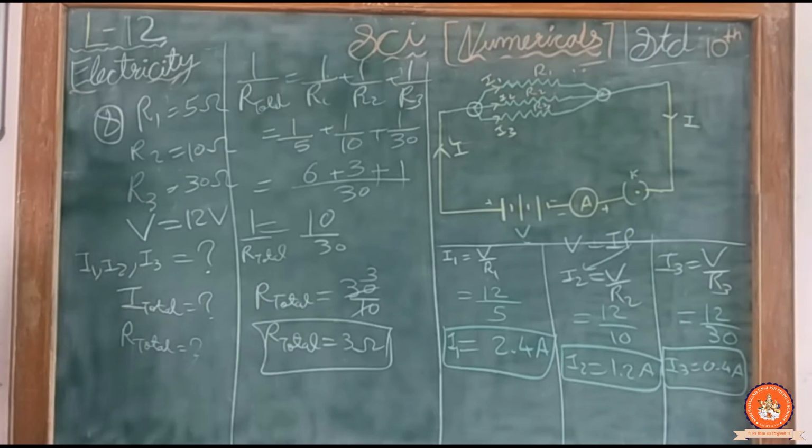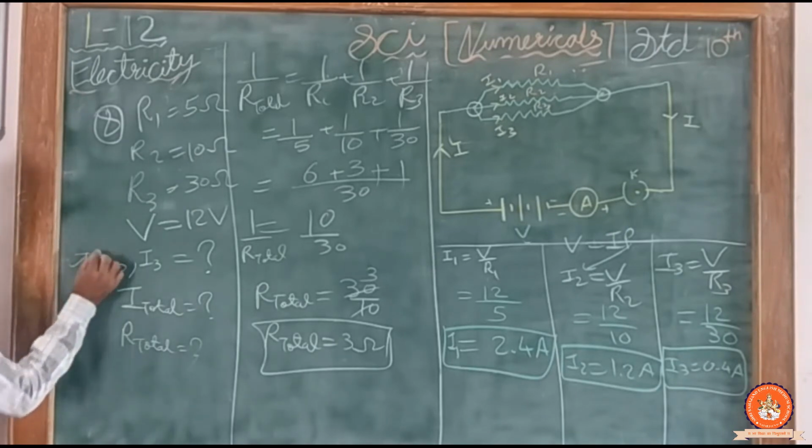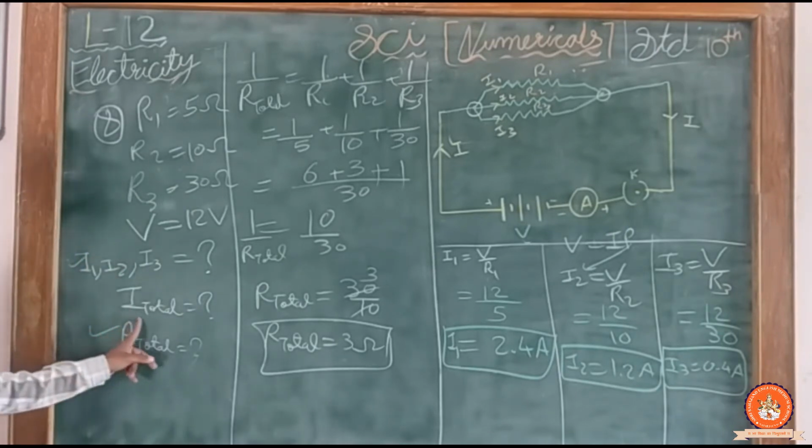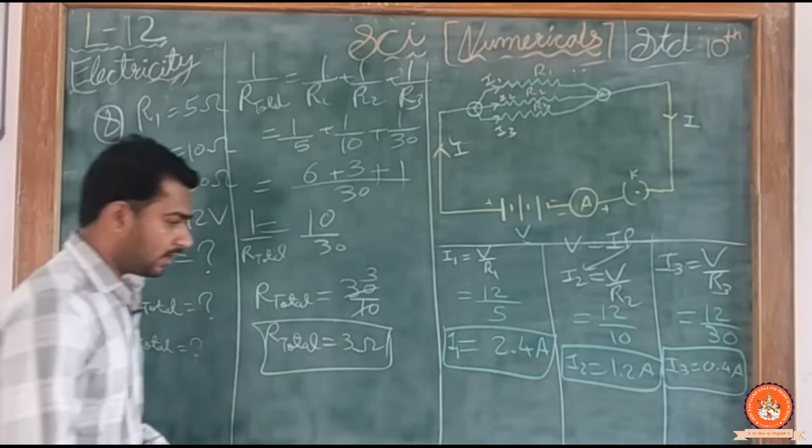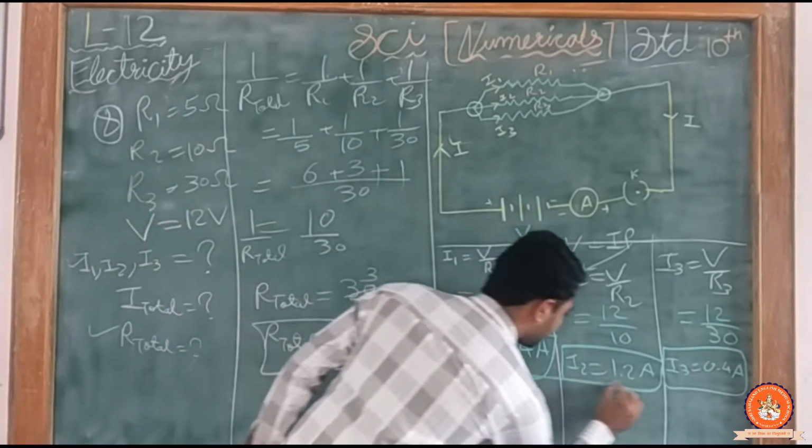Now what do you have to find? I had found this, I had found this. Now I have to find the total current. I total, so here it can be, yes, absolutely it can be, why can't it be?